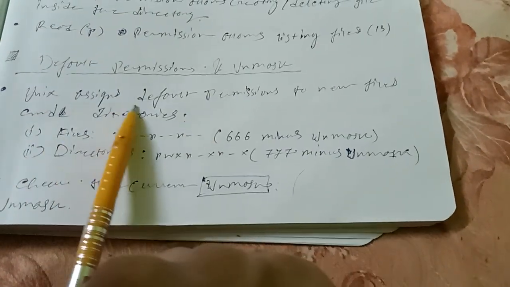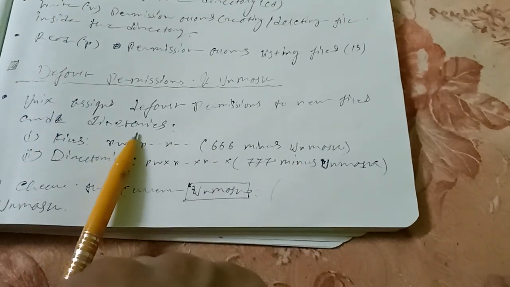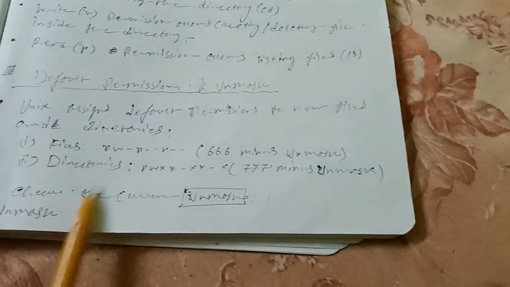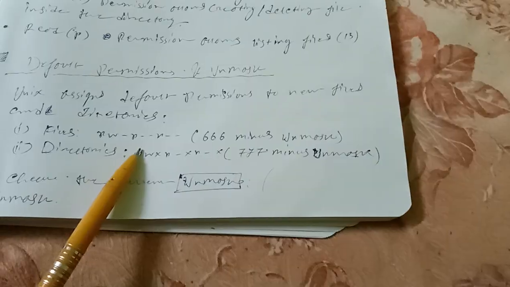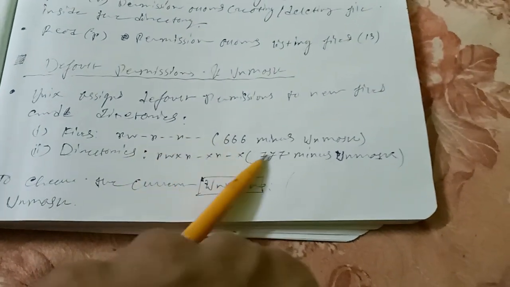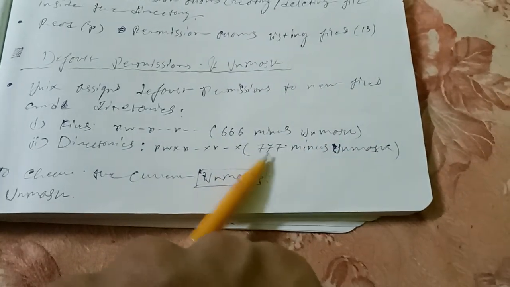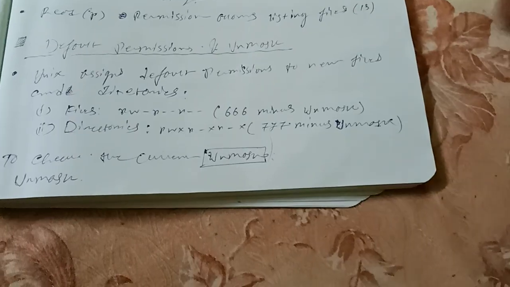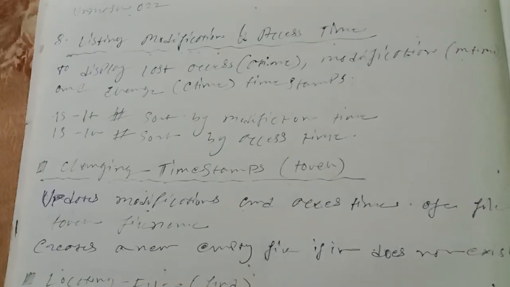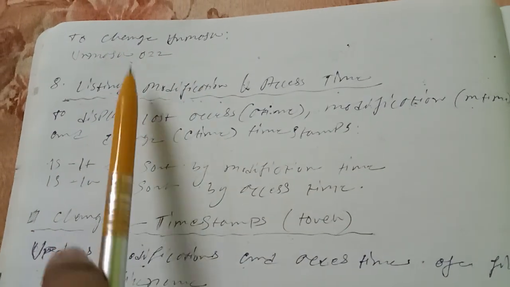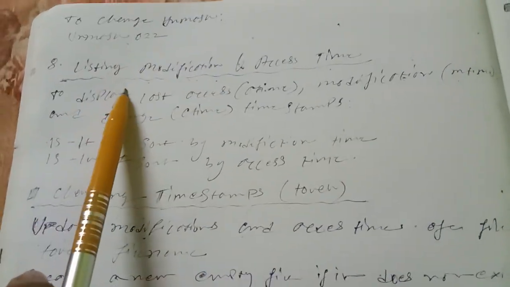Then let's go to the default permissions and umask. Unix assigns default permissions to new files and directories. For files it is 666 minus umask, for directories it is 777 minus umask. To check the current umask, this is the command: umask. If you want to change the umask, this is the syntax: umask 022. This will change the umask.